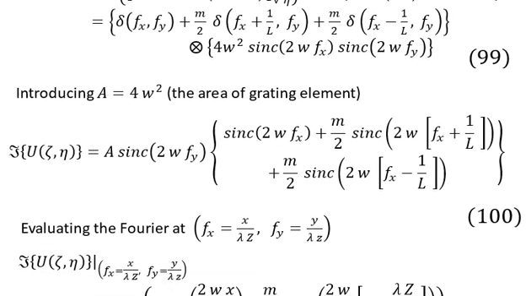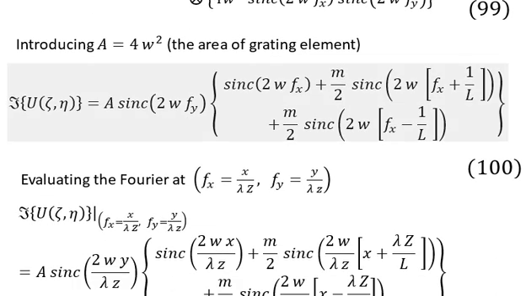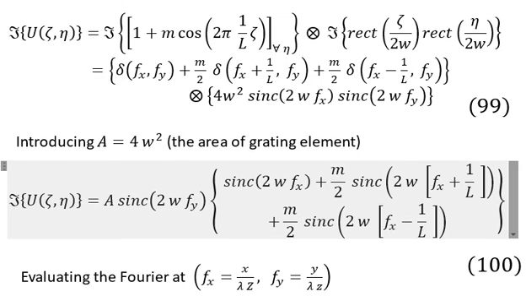So in introducing this A over here, the Fourier transform can be written as A into sinc of 2wfy. So sinc of 2wfy is a common term which we have taken outside the curly brackets, and within the curly bracket we have the convolution which we have done over here. The convolution means that the argument of the sinc function will be replaced by the arguments of the delta function.